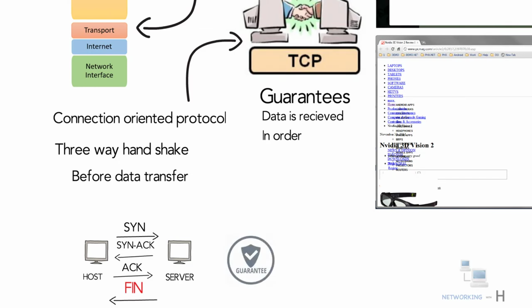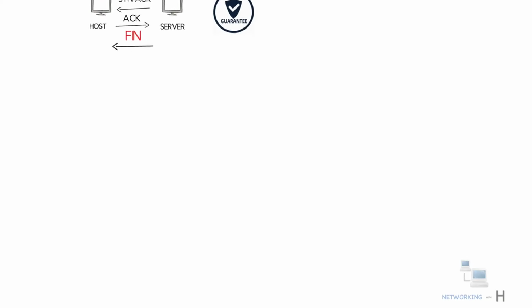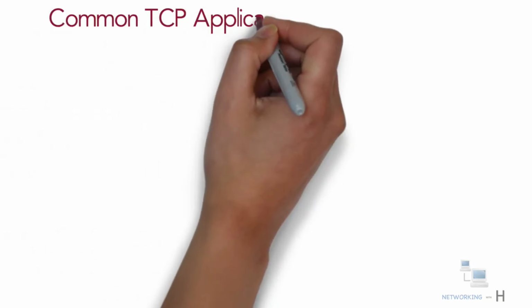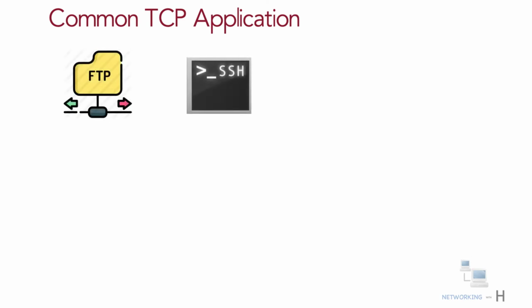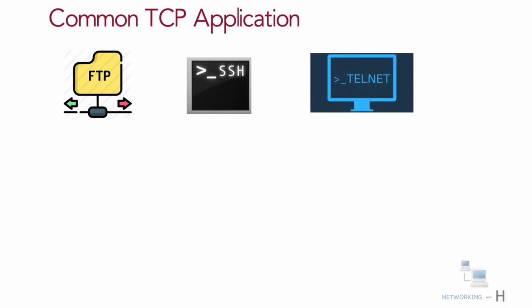Another important thing to remember about TCP is that it guarantees the delivery of data. So if a data packet goes astray and doesn't arrive, TCP will resend it. Let's look at some of the common applications that use TCP, starting with FTP, SSH, Telnet, SMTP, and HTTPS.